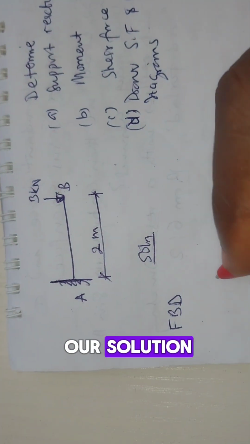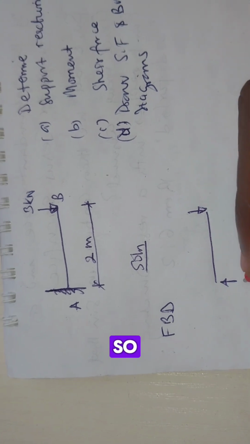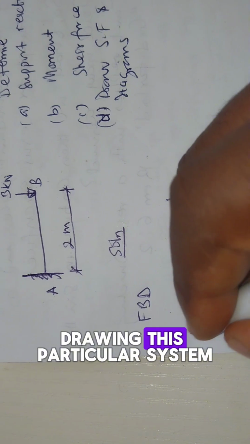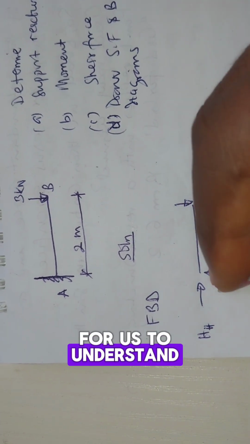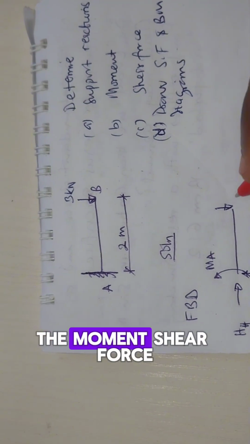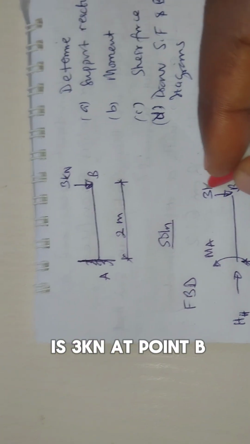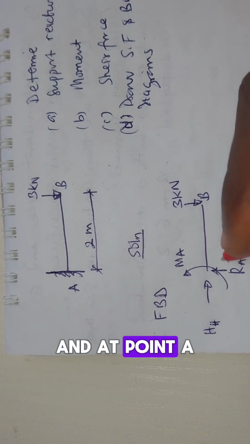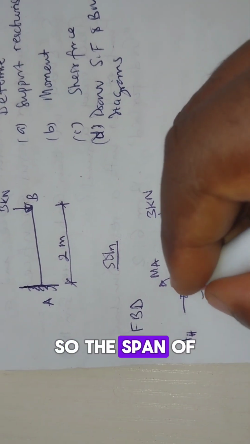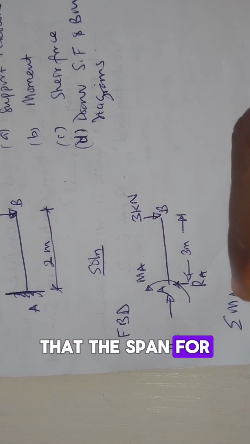So going back to our solution, we have to draw the free body diagram, FBD. In that free body diagram, we want to simplify this particular system for us to understand. So we are now displaying the three reactions: the moment, shear force, and the horizontal force. The applied load is 3 kilonewton at point B, and at point A is where we have our three reactions. The span of this cantilever is 3 meters. That's the span for this cantilever.